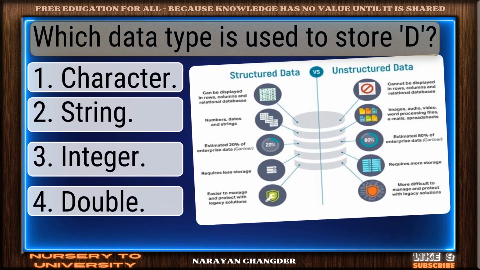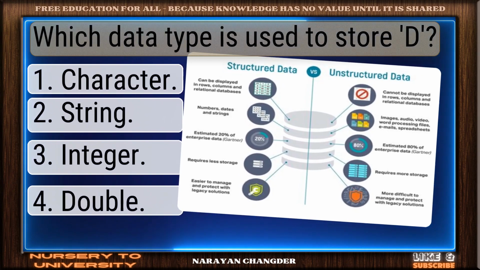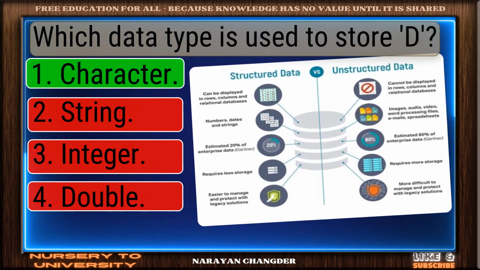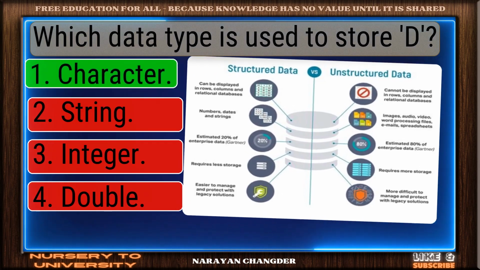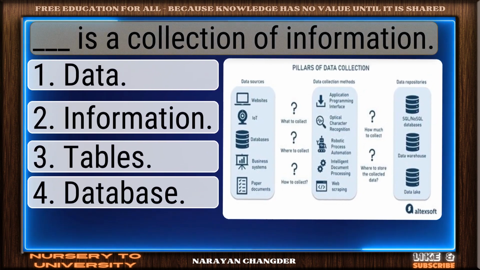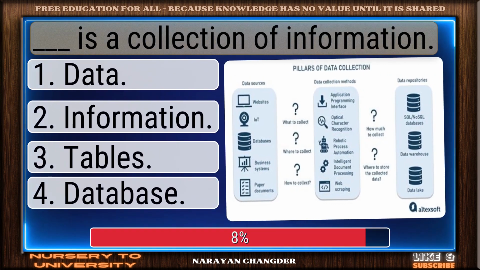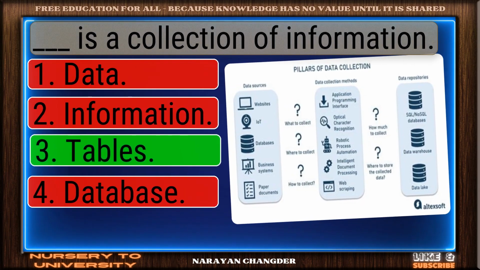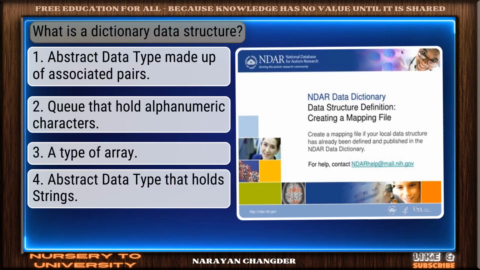Question number 5. Which data type is used to stored? Excellent. Character is a brilliant choice. Question number 6. Dash is a collection of information. Great job. Tables is the accurate answer.